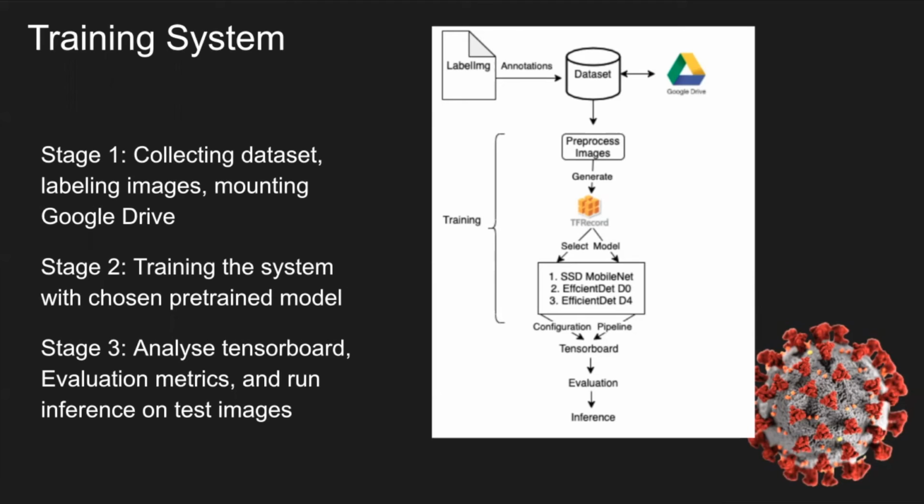In the second stage, we pre-processed the images, generated label maps and TF records, and retrained a pre-trained generic object detection model. We considered retraining with the selected models of SSD MobileNet, EfficientDet D0, and EfficientDet D4. In the third stage, we analyzed the TensorBoard graphs, the COCO evaluation metrics, and inference on the test images.